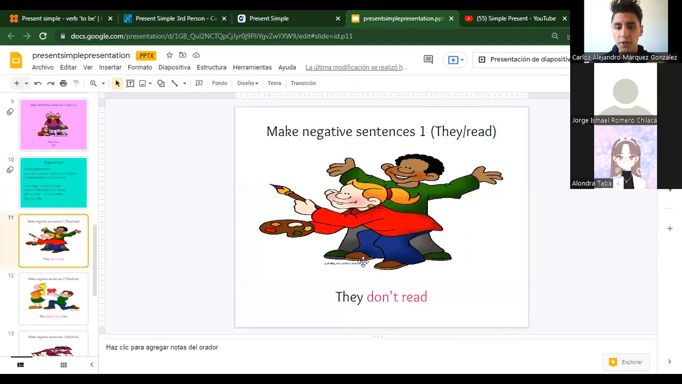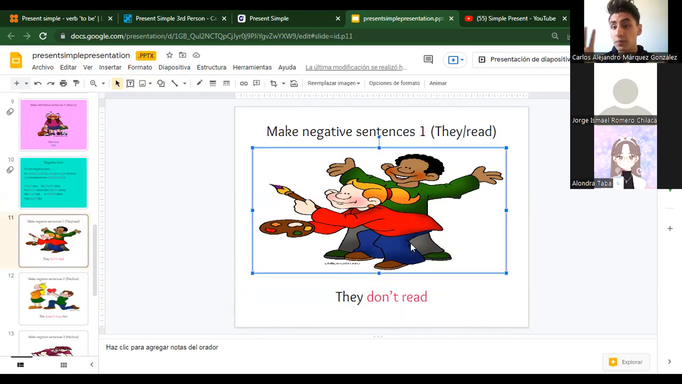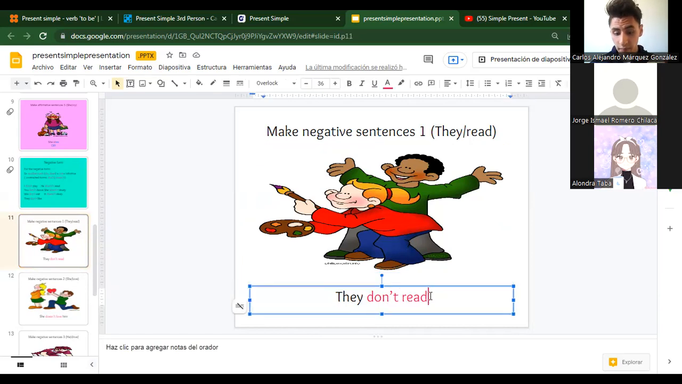And again, here we have some examples. They don't breathe. Okay, and here we have a picture. Here we have two boys. And obviously they are not breathing. They are painting, okay? So they don't breathe. They paint.